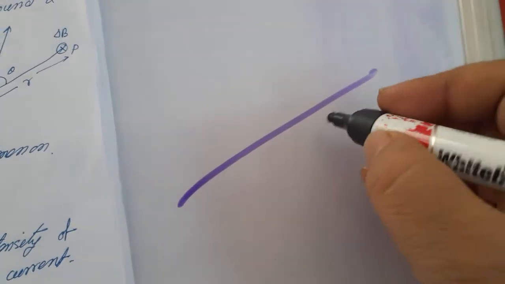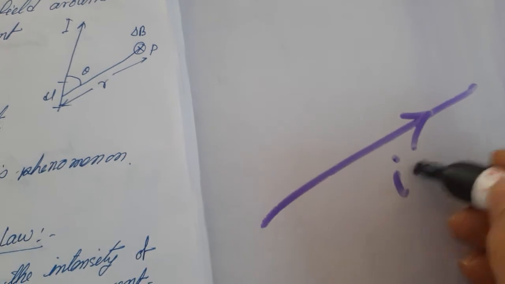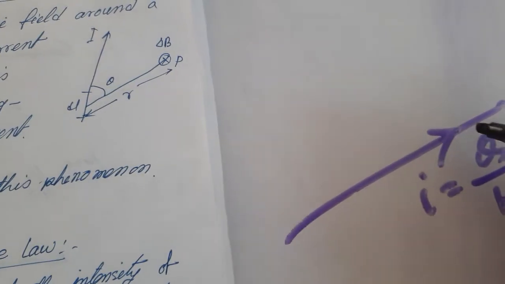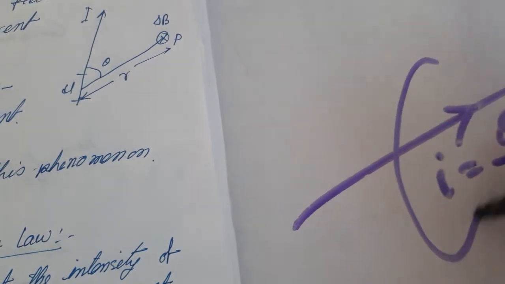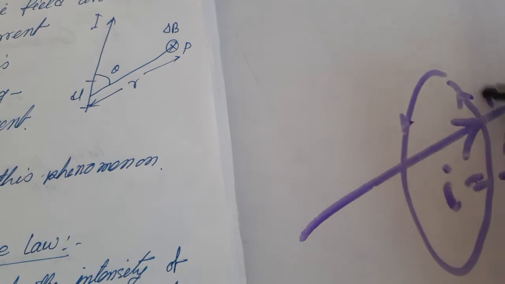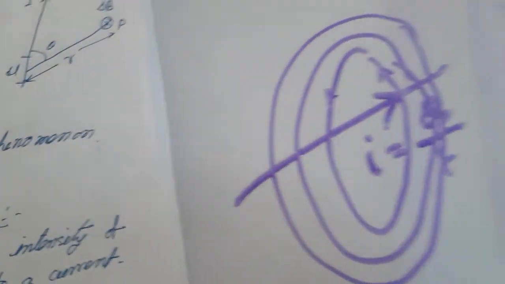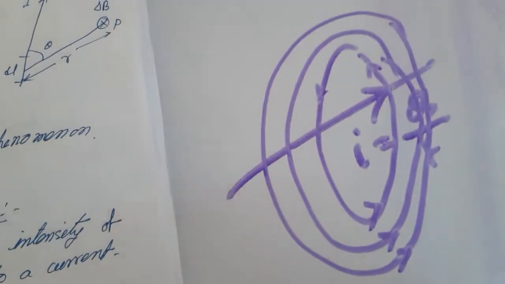What is the meaning of this? Suppose this is a wire and current is flowing. That means charge is flowing. So when there is a charge flowing around the wire, they are making some magnetic field, enclosing some magnetic field like this. So in this way, a magnetic field is made.